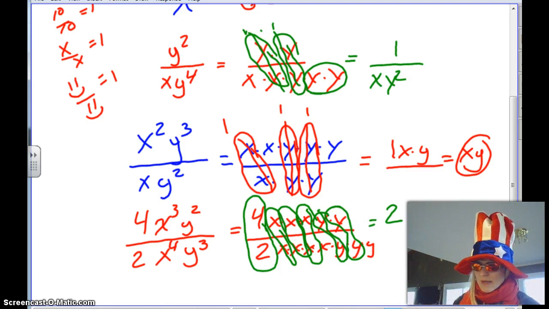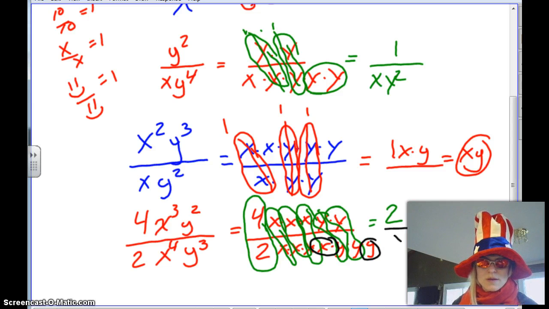So then I want to look at what I have left. All the ones on the top got paired. And then if you look at the bottom, I have an x and a y left. So that becomes 2 over xy. And that's my answer.